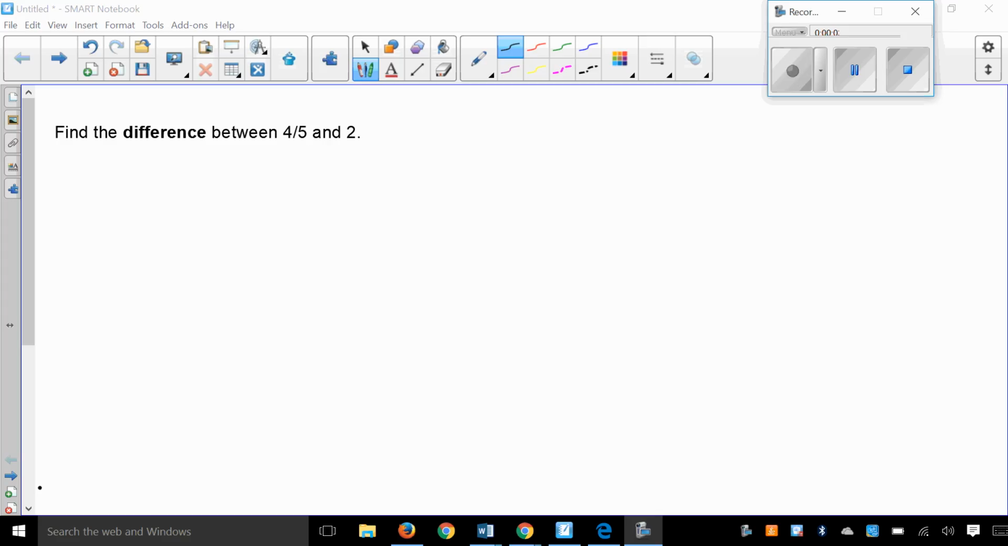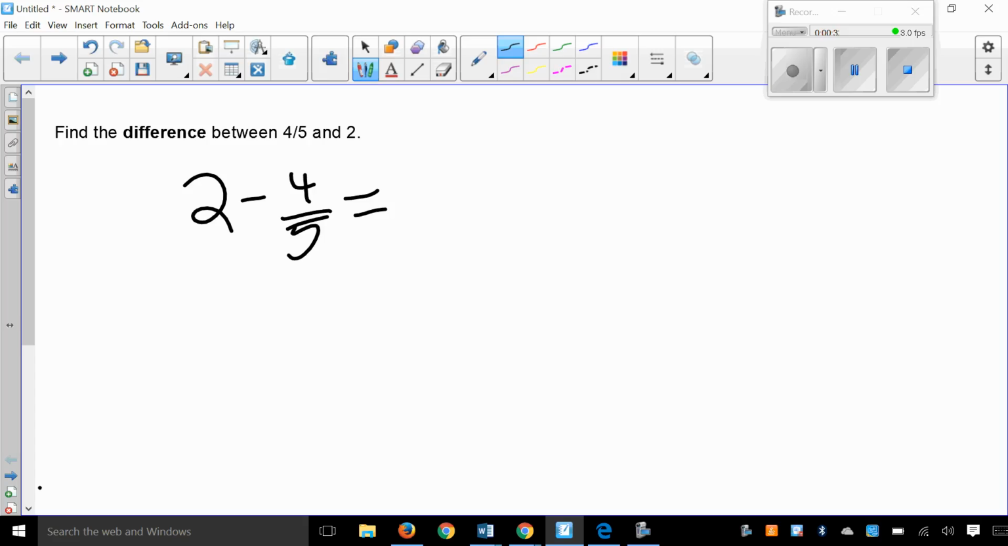Find the difference between 4/5 and 2. This question is asking us to figure out how far apart 4/5 and 2 are. So difference. Four-fifths.